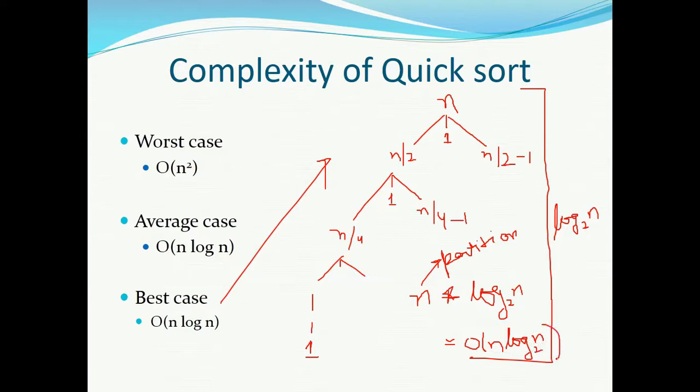So that is all about the time complexity of quick sort. Worst case order of n square, average case order of n log n, and the best case would be order of n log n.